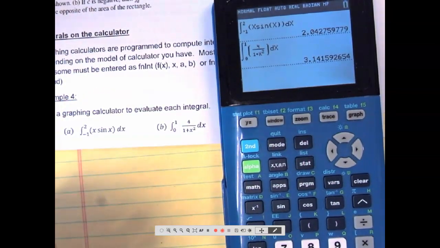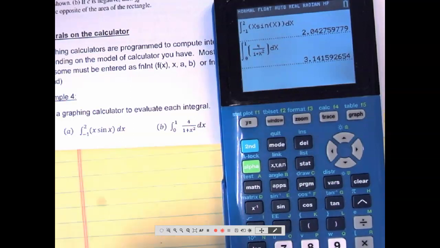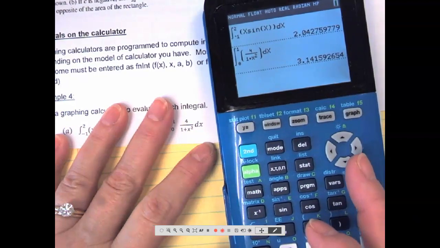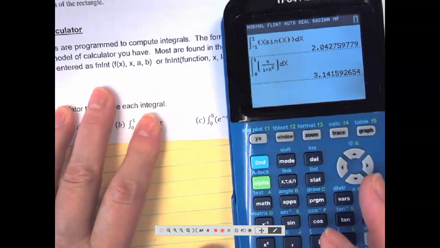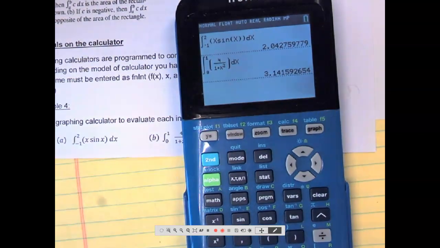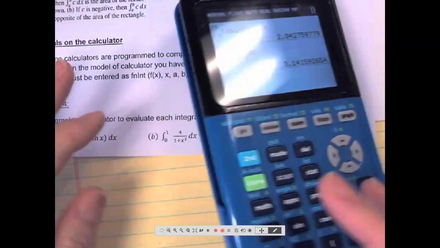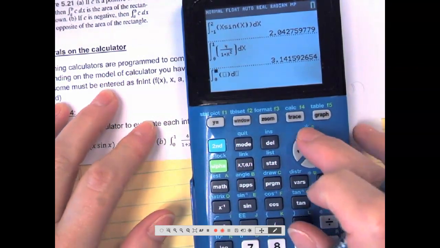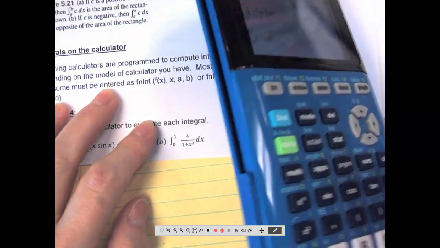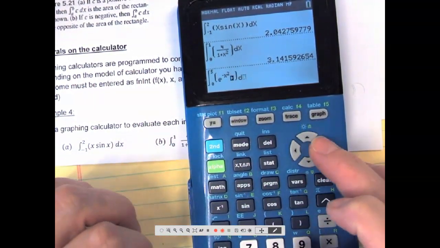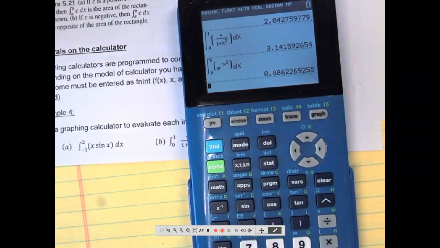Oh, what's that answer? Pi. It's a circle. And then you can do the third one. All right, those are all three answers right there. We did it.